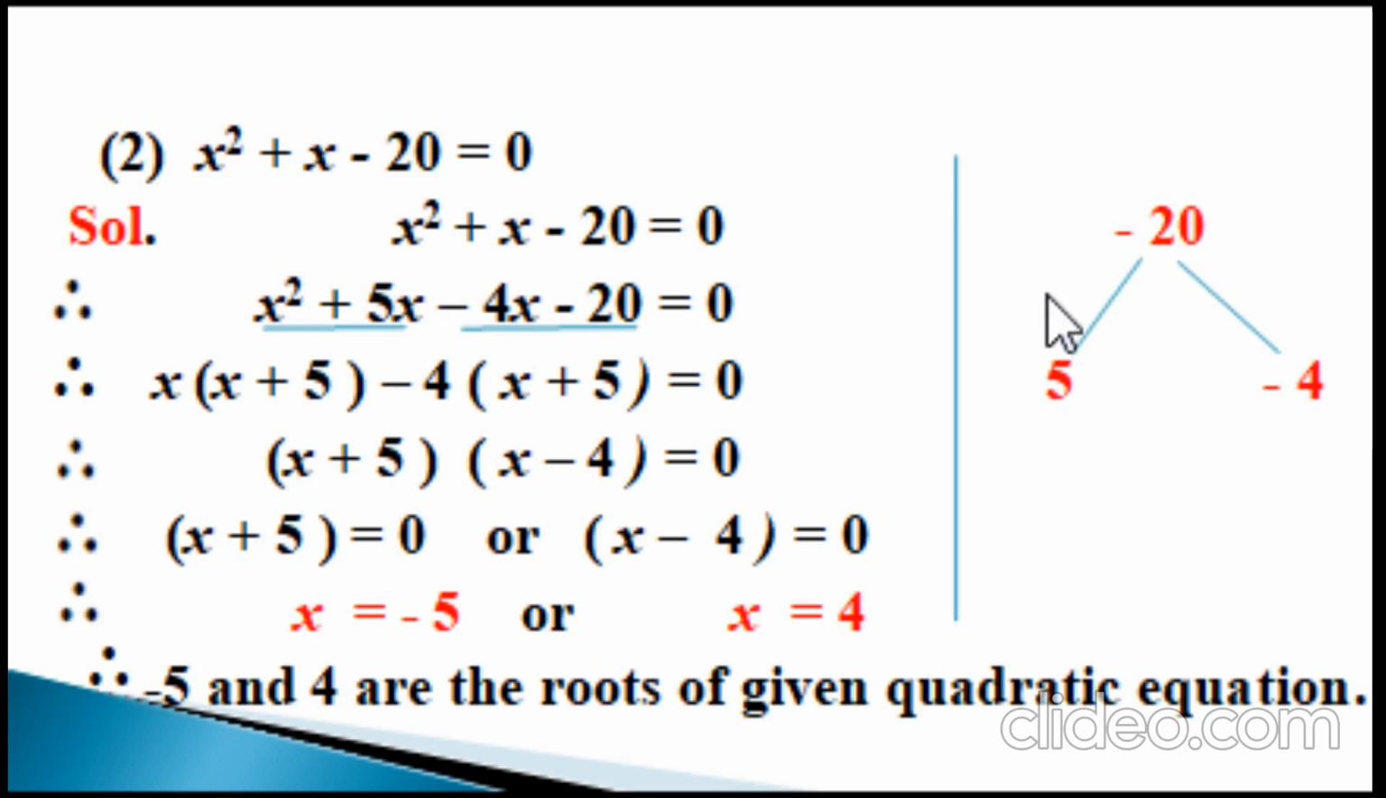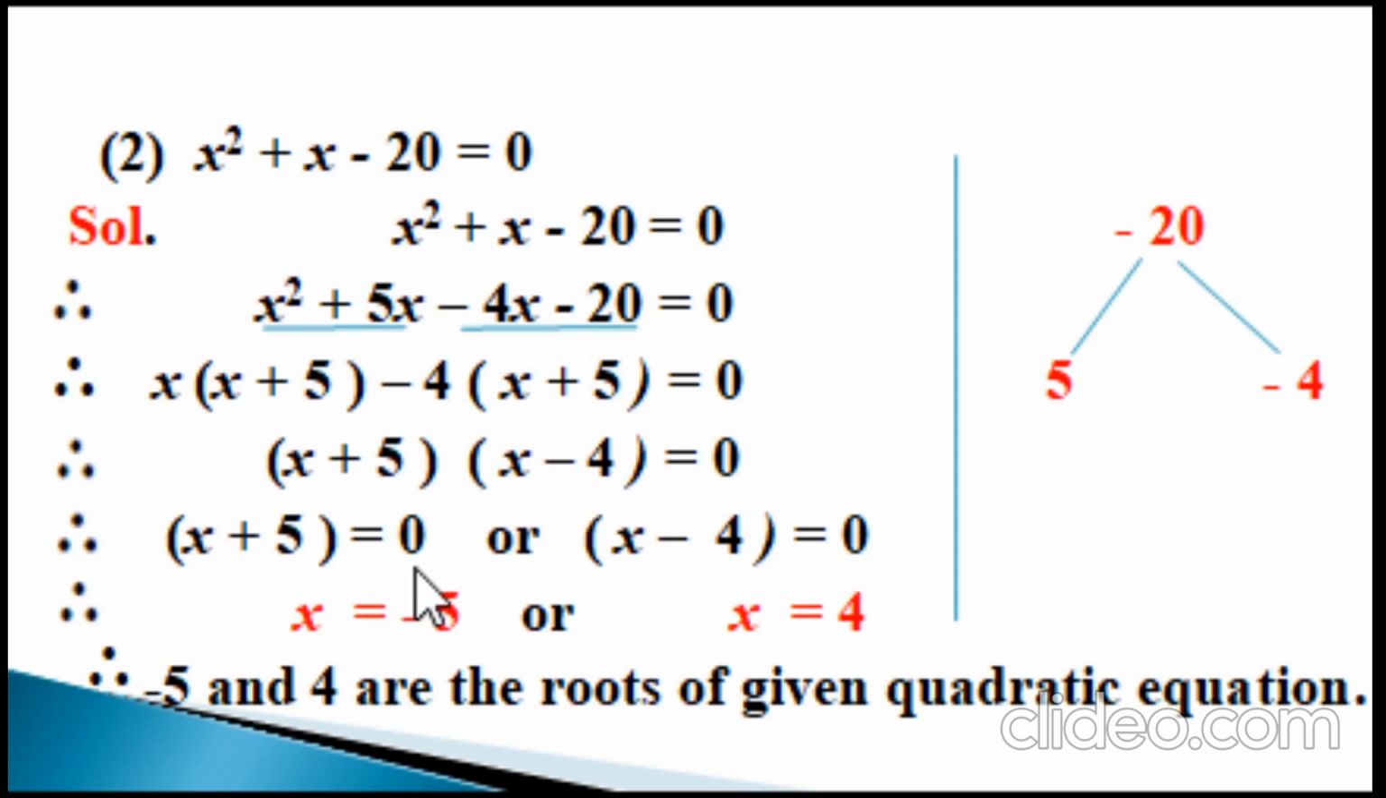5 4s are 20 and 5 minus 4 is 1. So here x square plus 5x minus 4x minus 20 is equal to 0. Instead of x we have taken plus 5x and minus 4x. So here common is x, in bracket remains x plus 5. Here common is minus 4, so in a bracket remains x plus 5. So x plus 5 in one bracket, in another bracket x minus 4 is equal to 0.